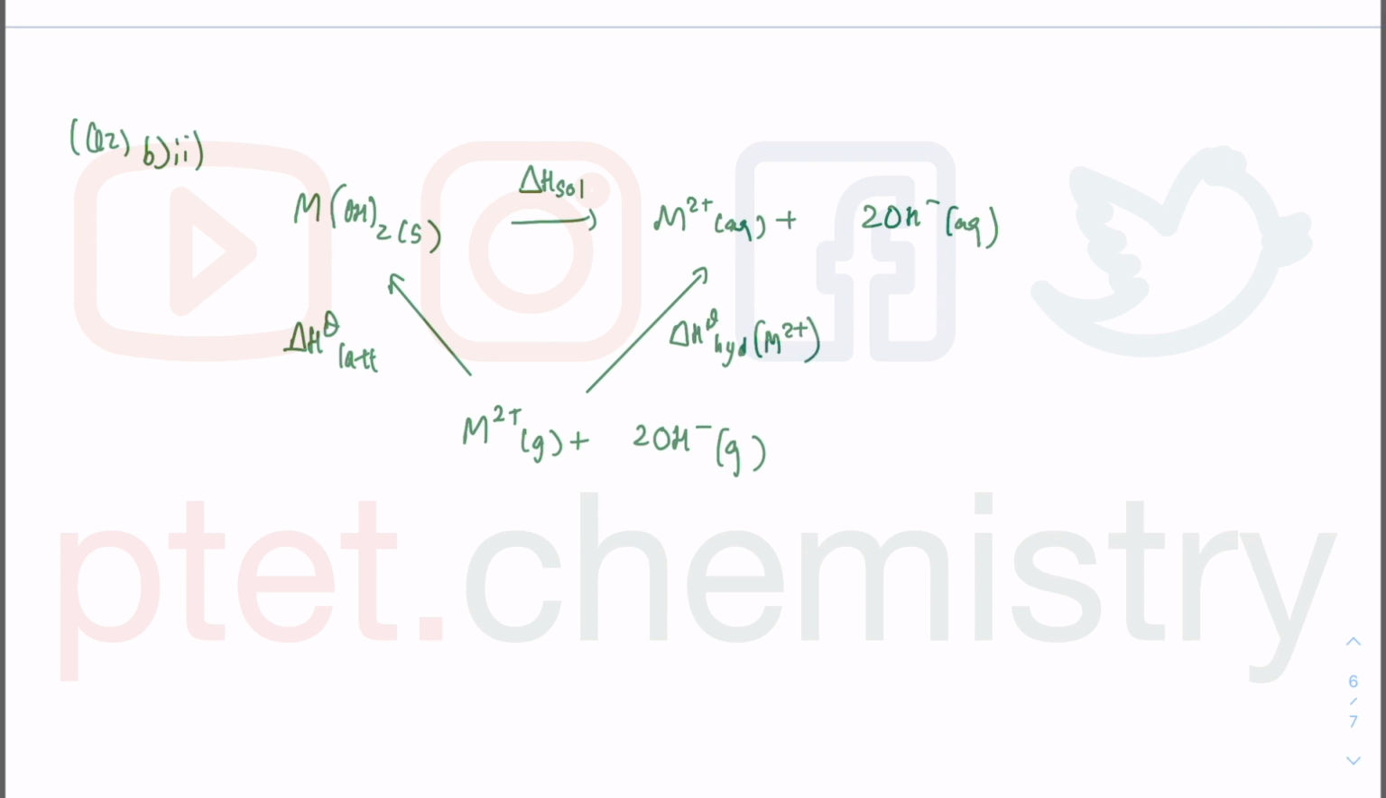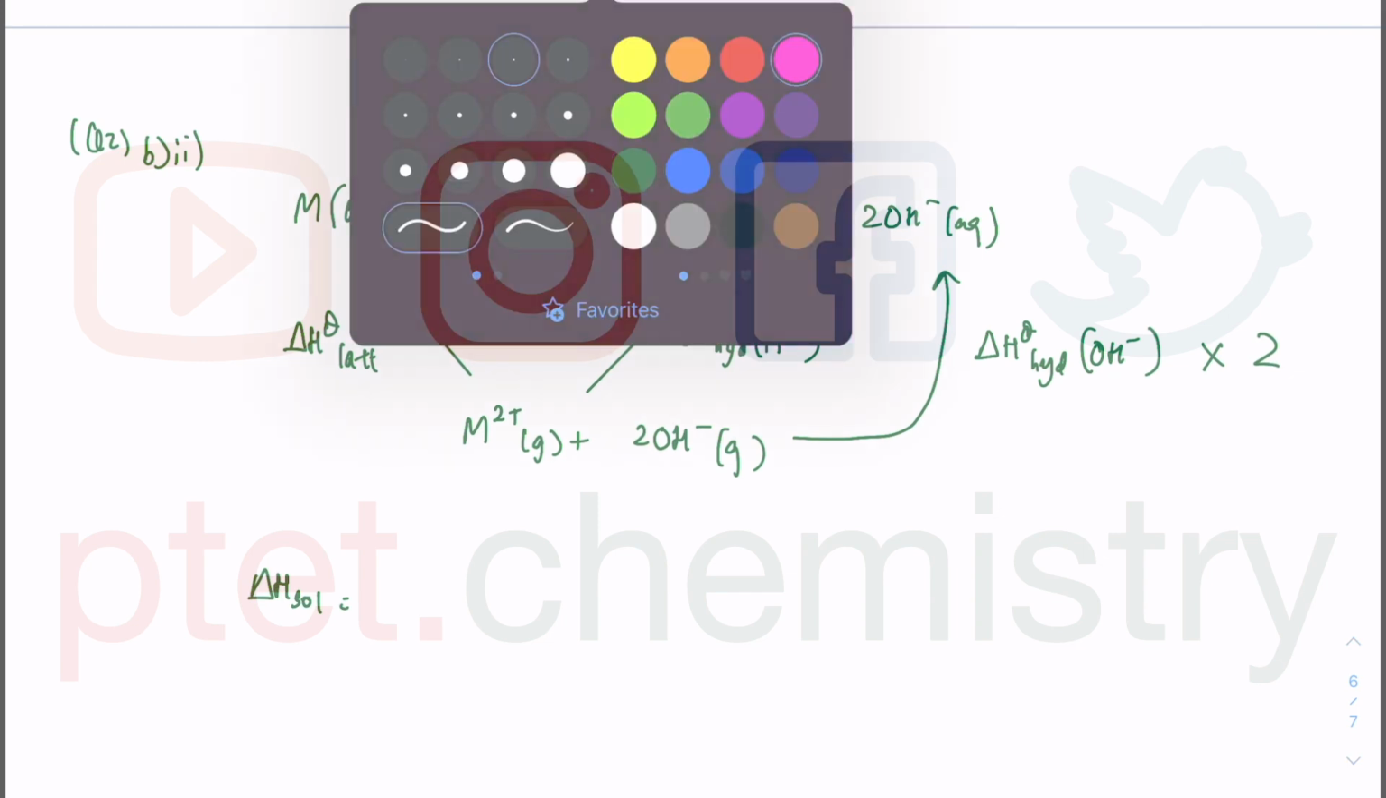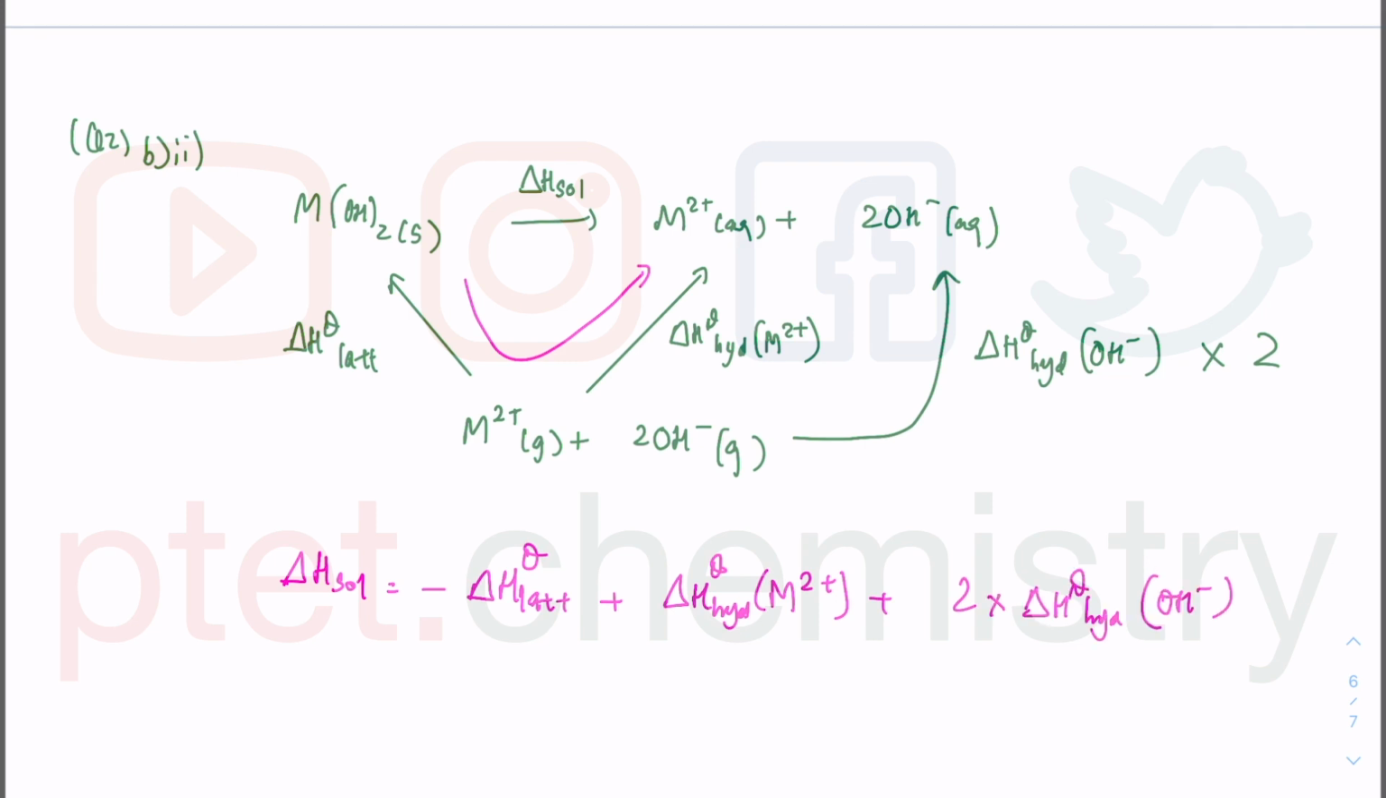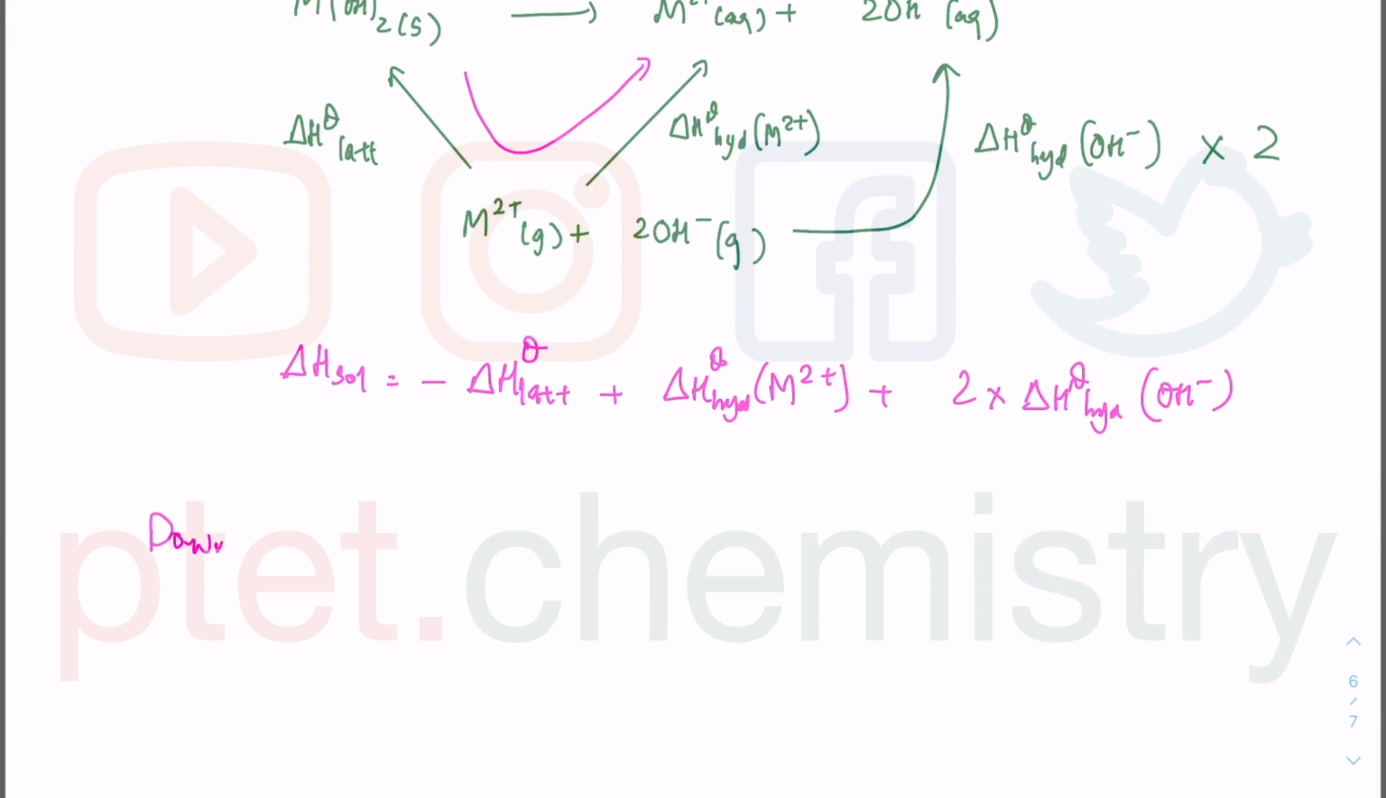Hydration of the cation is going to be exothermic. In fact, hydration of the anion is also exothermic, but hydration is for 1 mole of the gaseous ion. I have 2 moles of the gaseous ion, so it's actually multiplied by 2. In terms of your Hess cycle, hopefully you can see the enthalpy of solution is going to be equal to going this way. So what I have then is enthalpy of solution is equal to minus the lattice enthalpy plus the hydration enthalpy of the cation plus 2 times the hydration enthalpy of the OH-. Going down group 2, so what happens down group 2 then?